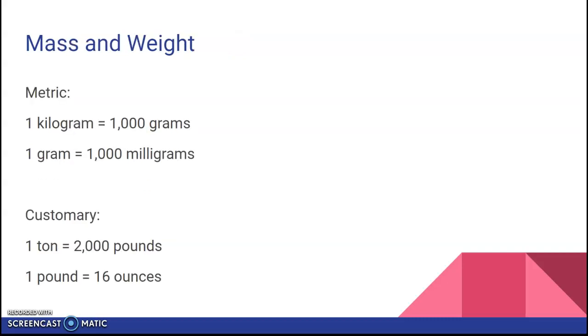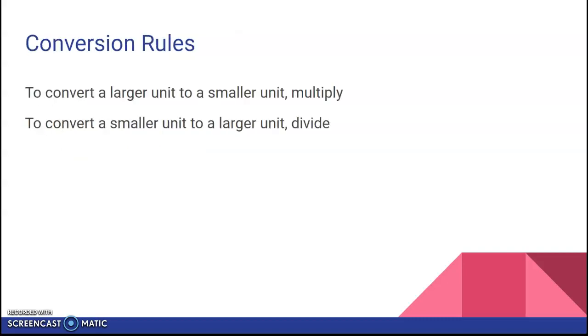So for mass and weight, in the metric system, 1 kilogram equals 1,000 grams, 1 gram equals 1,000 milligrams. In the U.S. customary system, 1 ton equals 2,000 pounds, 1 pound equals 16 ounces. So let's go over the basics so you fully understand how to convert. To convert a larger unit to a smaller unit, you multiply. To convert a smaller unit to a larger unit, you divide.